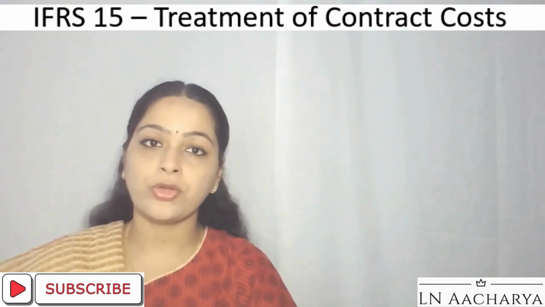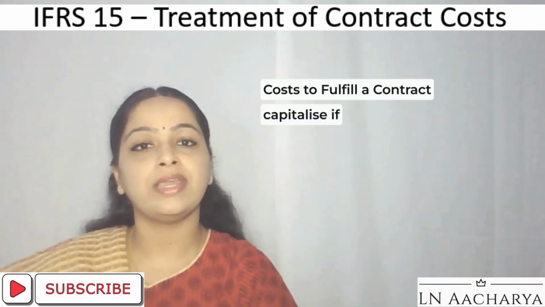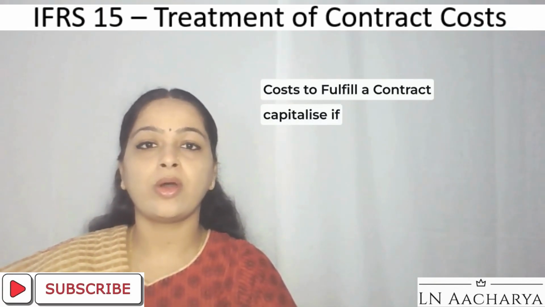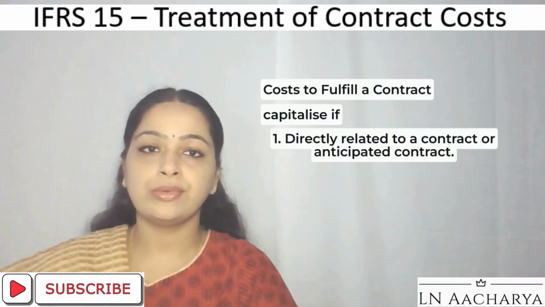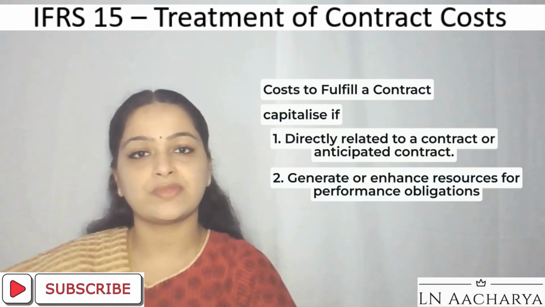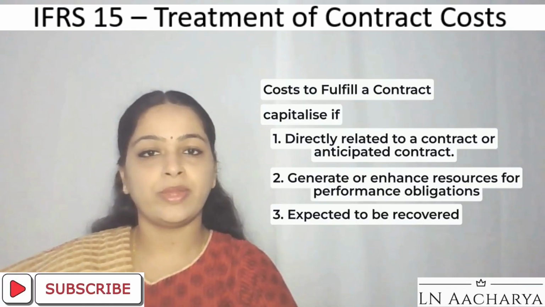Now, let's move on to costs to fulfill a contract. These are the costs that directly relate to a contract and must meet three key criteria. One, they must relate directly to a contract or an anticipated contract. Two, they must generate or enhance resources that will be used to satisfy performance obligations. Three, they must be expected to be recovered.